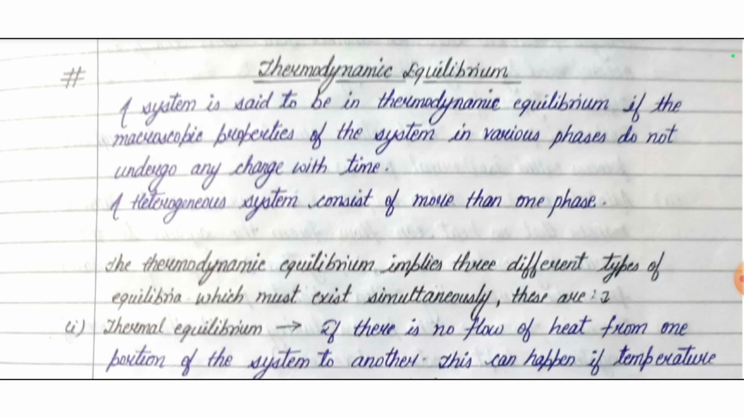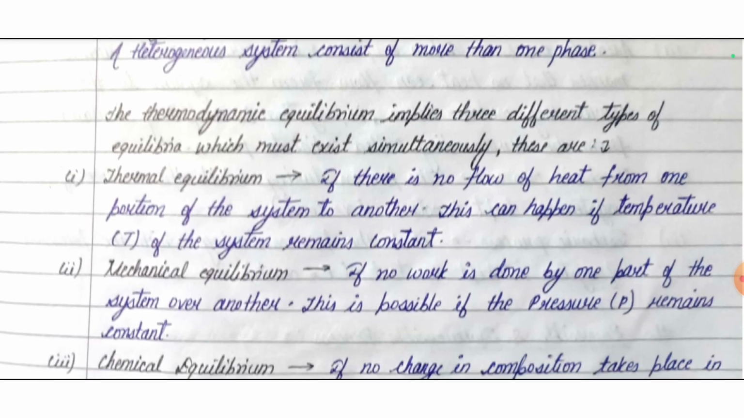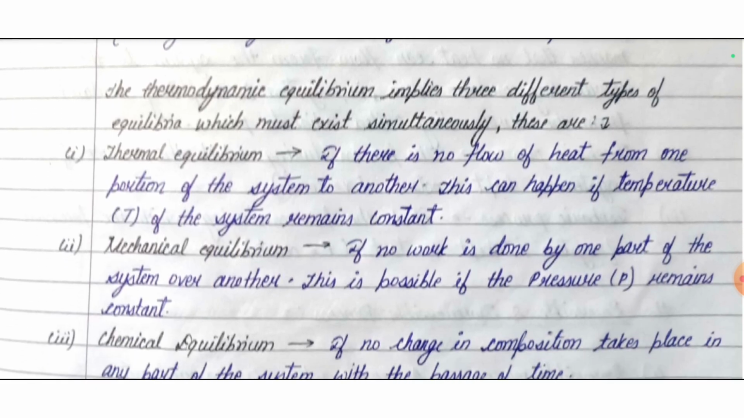Thermodynamic equilibrium. A system is said to be in thermodynamic equilibrium if the macroscopic properties of the system in various phases do not undergo any change with time. A heterogeneous system consists of more than one phase. Thermodynamic equilibrium implies three different types of equilibria which must exist simultaneously. These are, first, thermal equilibrium.